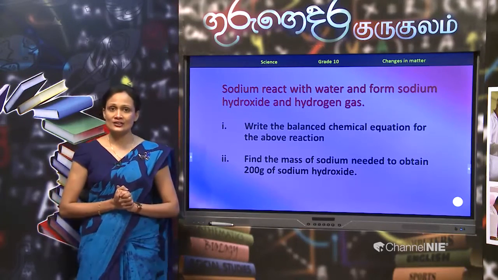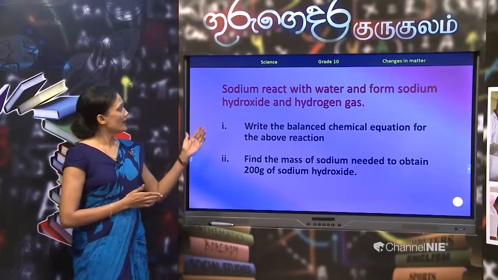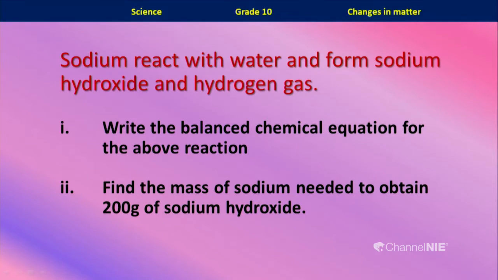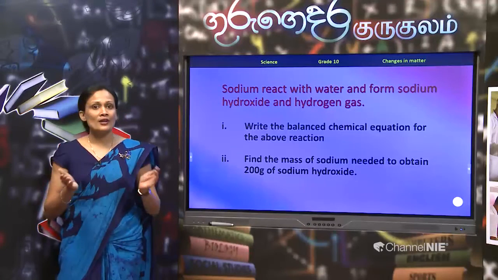Look at this question. Sodium reacts with water and forms sodium hydroxide and hydrogen gas. The first one, you need to write the balanced chemical equation for the above reaction. And the second question, find the mass of sodium needed to obtain 200 grams of sodium hydroxide. Okay, try to do that one.